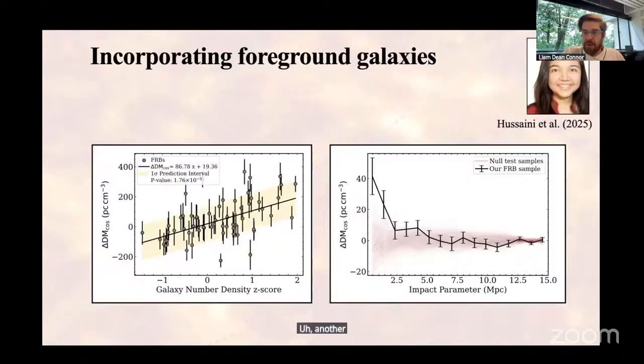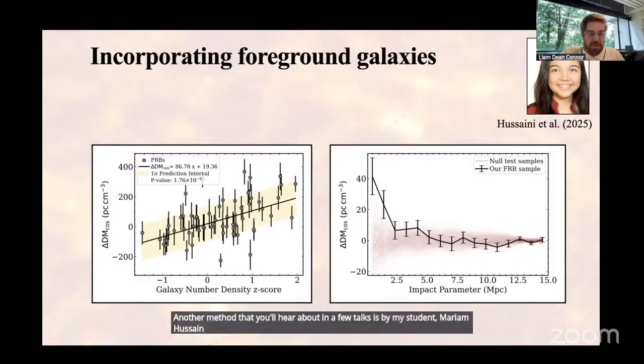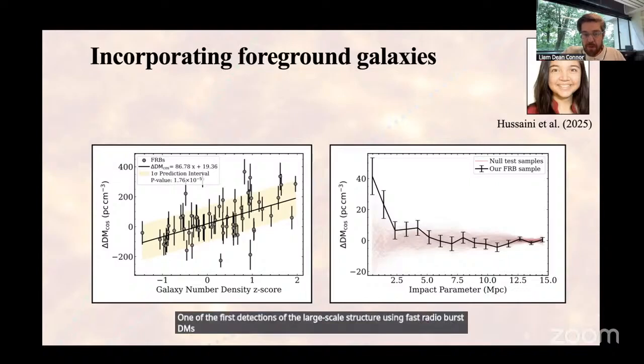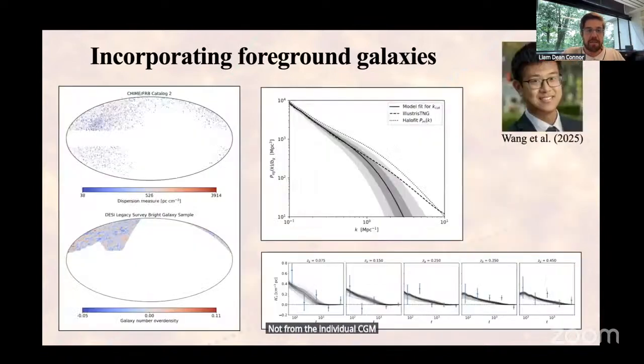Another method that you'll hear about in a few talks is by my student Maryam Hussaini, where she's found one of the first detections of the large-scale structure using fast radio burst DMs. Her results seem to imply most of this is coming from scales much larger than halos, so likely from the IGM, not from the individual CGM of intervening galaxies.